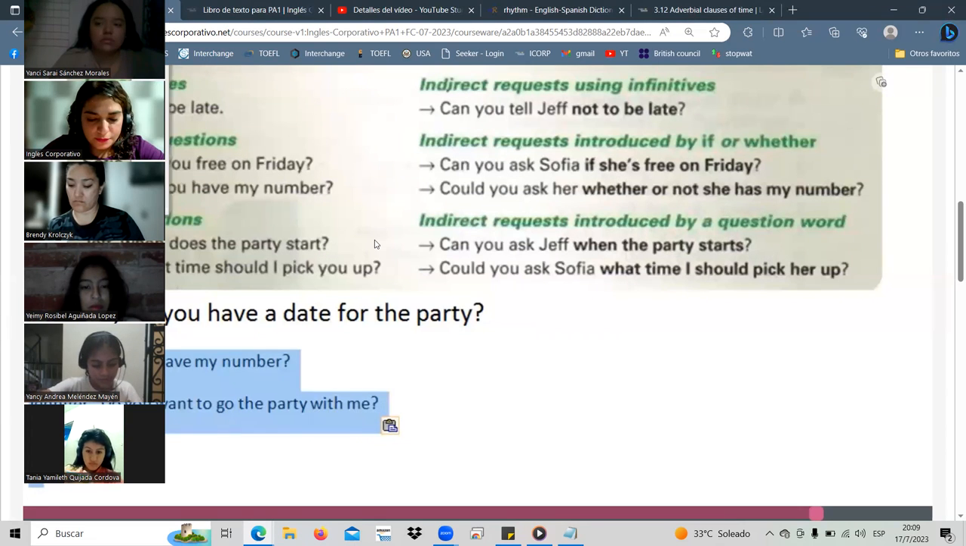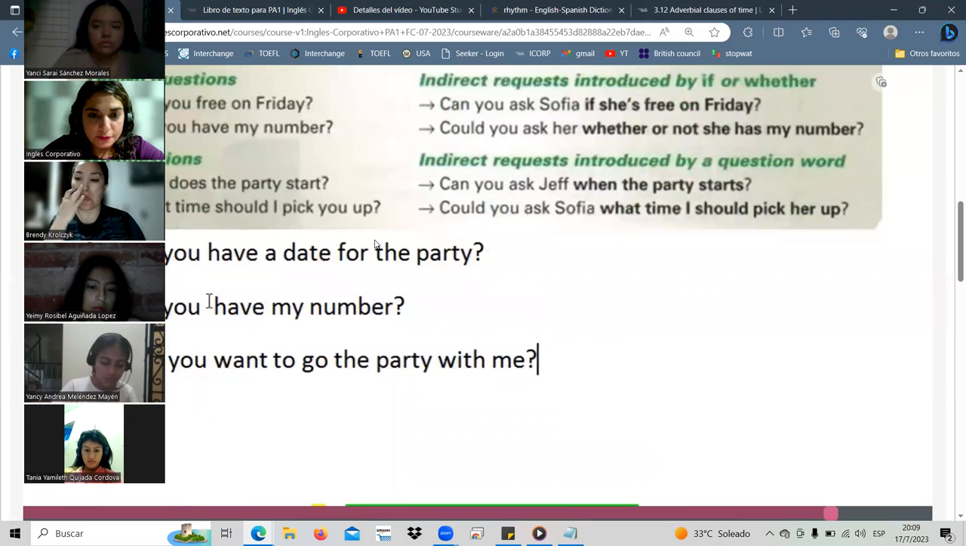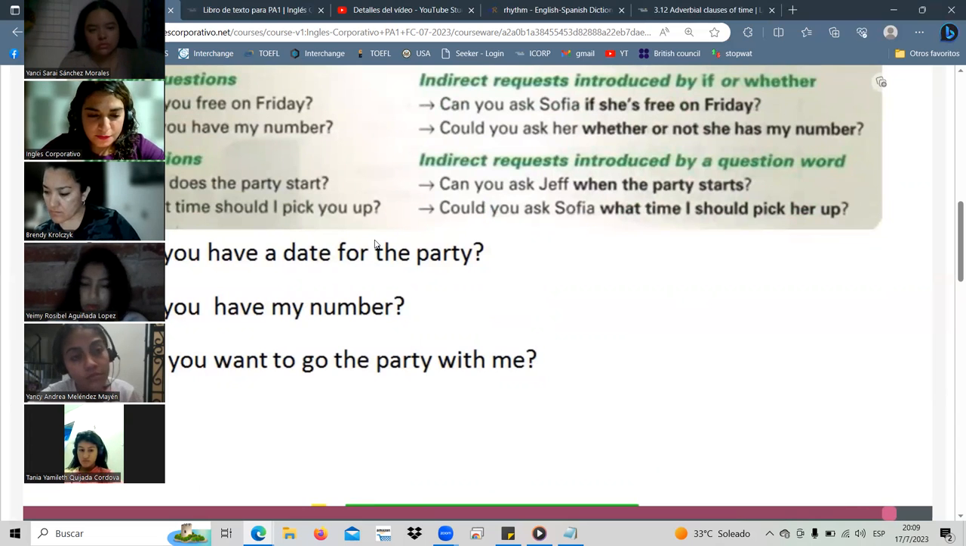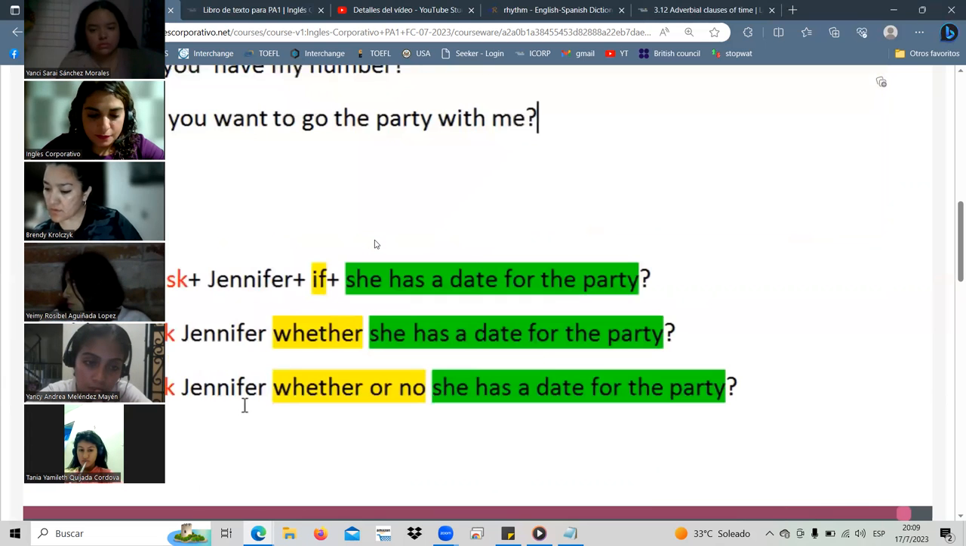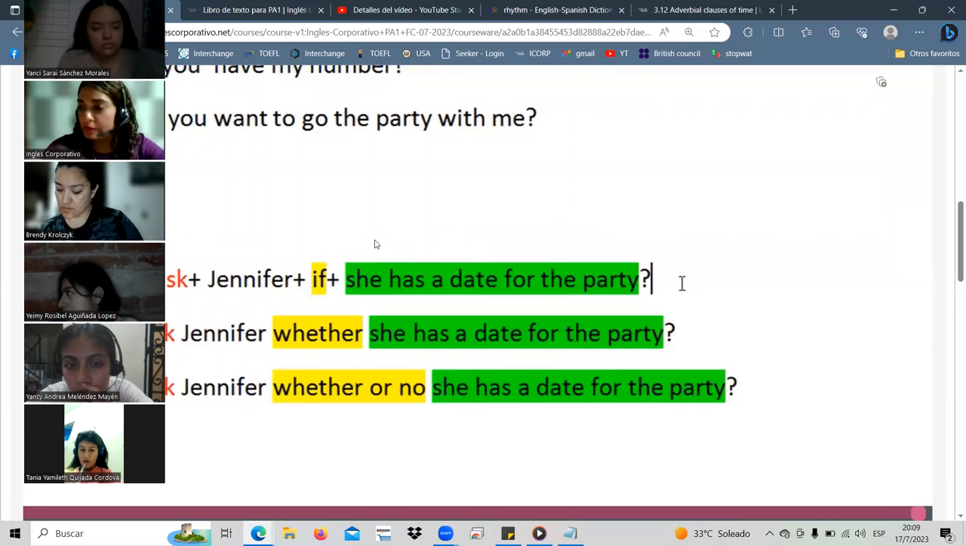All right, so let me just change the size on there so you can quickly see it. So, Jennifer, do you have my number? This is actually the example that is here. Could you ask Jennifer whether or not she has my number? Jennifer, do you want to go to the party with me? Could you ask Jennifer if she wants to go to the party with me? Could you ask Jennifer whether or not she wants to go to the party with me? But what I would like for you to do is go through this exercise following the pattern that you see there. And of course, by doing that, you'll make sure that you are understanding this particular topic.